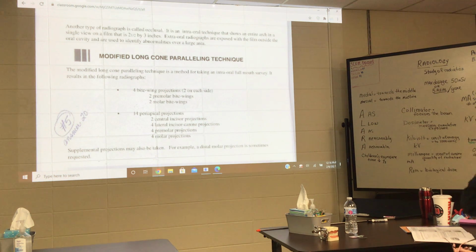That's for the bite wings. For the periapicals, we're going to take 14 periapicals. We're going to take 2 central incisor projections, 4 lateral incisor canine projections, 4 premolar projections, and 4 molar projections.